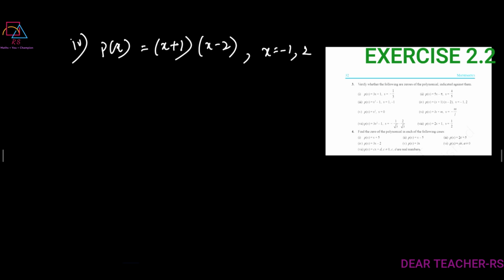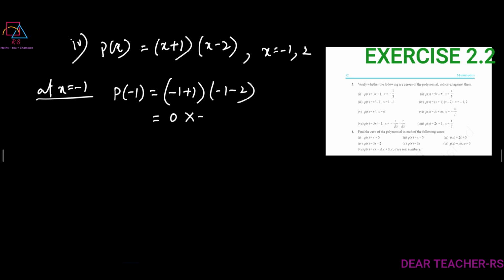So let me test at x is equal to minus 1. What happens to this p(x)? So p(minus 1) is equal to (minus 1 plus 1) into (minus 1 minus 2). This is 0 into minus 3, which is 0. Therefore, x is equal to minus 1 is a zero of p(x).